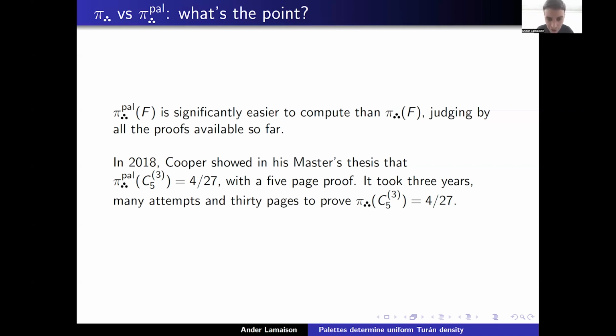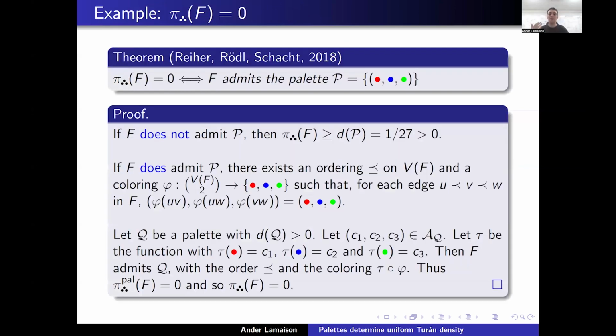Let me show you another result. I don't have time to go through the details, but I told you that Rödl and Schacht characterized which hypergraphs have uniform Turán density 0, and it came in terms of this palette. Well, now the entire proof fits in one slide, because essentially, if F admits this palette, you take the same vertex ordering, you take the same coloring of the pairs of vertices, and it is going to work for any non-empty palette that you take.